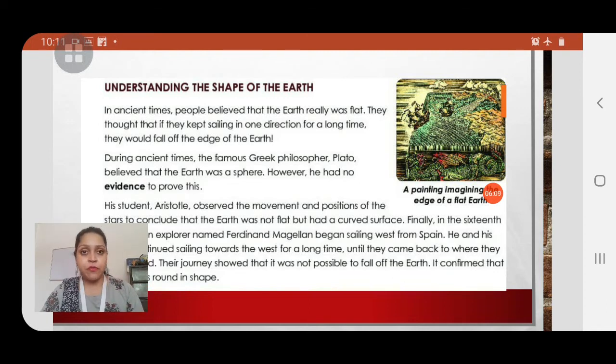He started from one point, and he started moving in one direction only. He started moving towards west. He didn't go towards east, neither did he go north or south. He just continued moving towards west and west and west, and after many days he arrived at the same point. So this proved that the earth was a sphere, a curved surface. It was round, and it confirmed that the earth is round in shape.